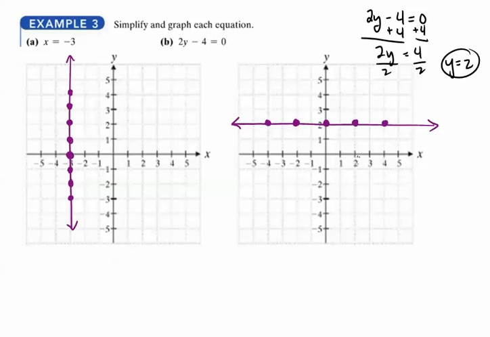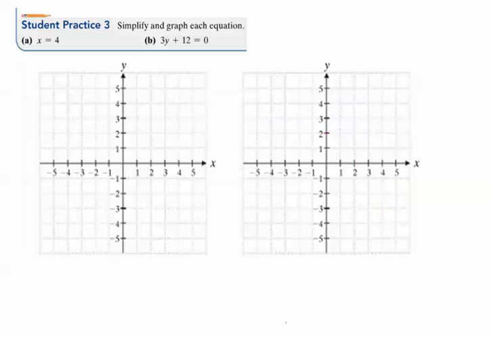So it's important to remember x equals a number gives you a vertical line. Y equals a number gives you a horizontal line. And if you have x's and y's together, then you're going to get some kind of a diagonal line. All right, let's go on to another example of this. Once again, this is student practice. You can pause the video, work through the problem yourself, and see if you're understanding what we're doing here. Then turn the video back on and check your results.